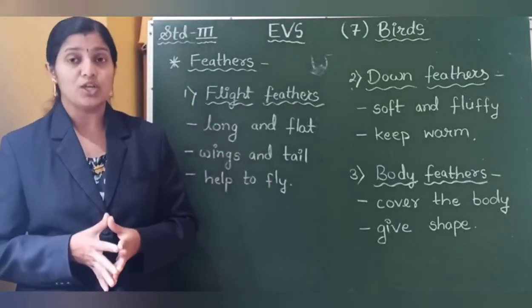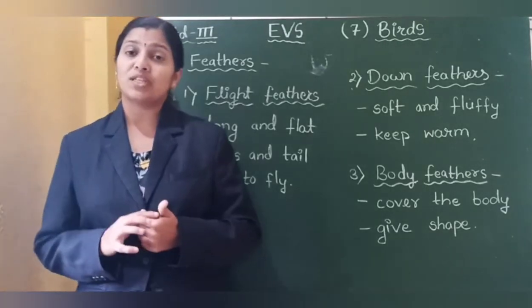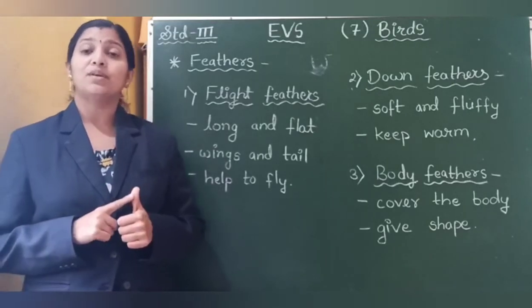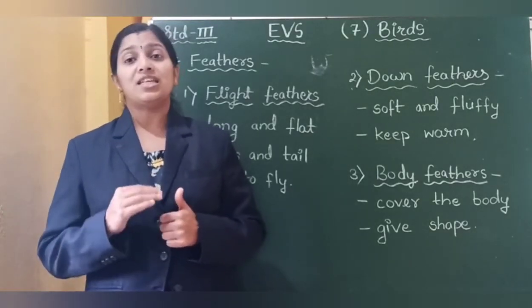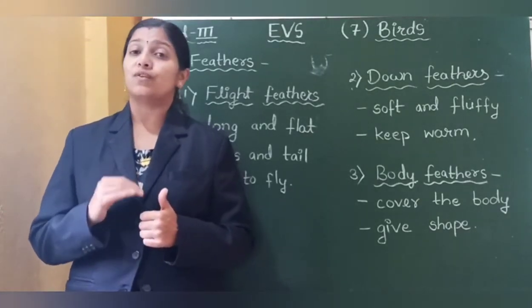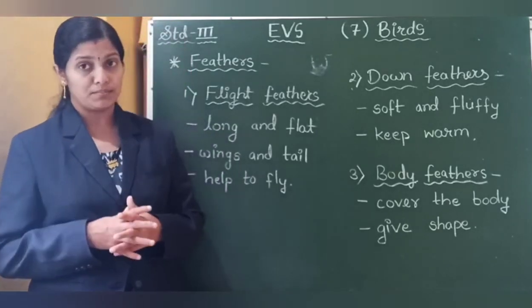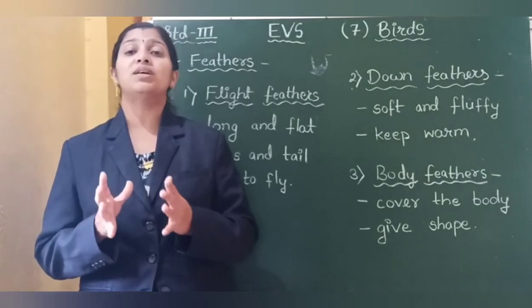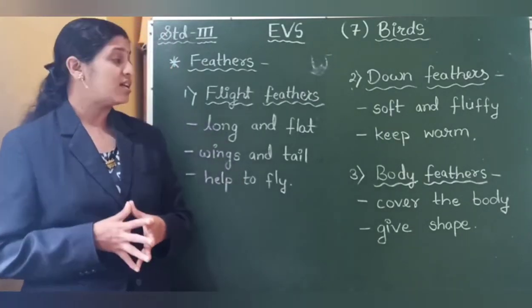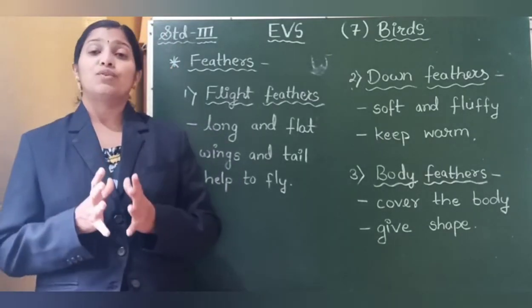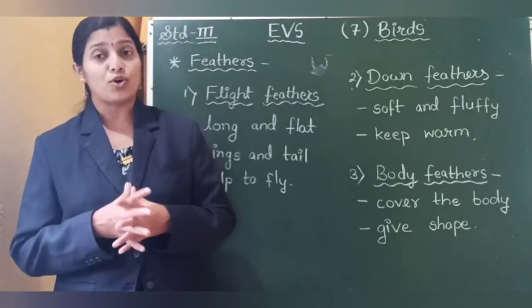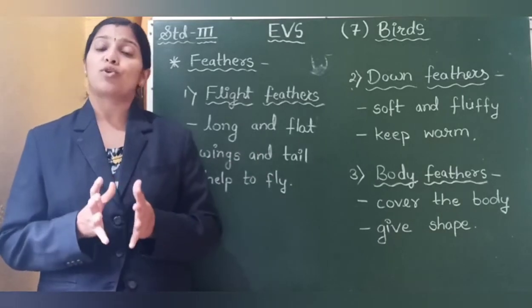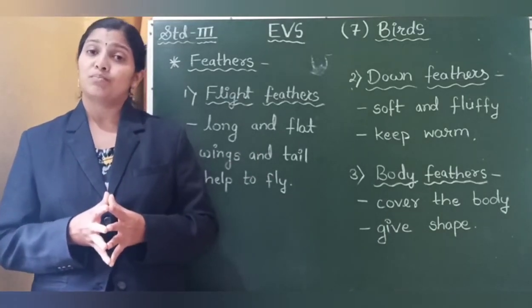So there are three types of feathers on a bird's body, that is flight feathers, which help to take a flight, and these flight feathers are found on the wings and the tail of the bird. The next are the down feathers, which help to keep the bird warm, and the third are the body feathers, which are found all over the body of the bird, and these body feathers give proper shape to the bird.